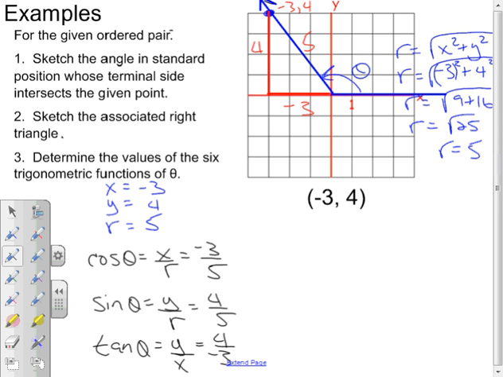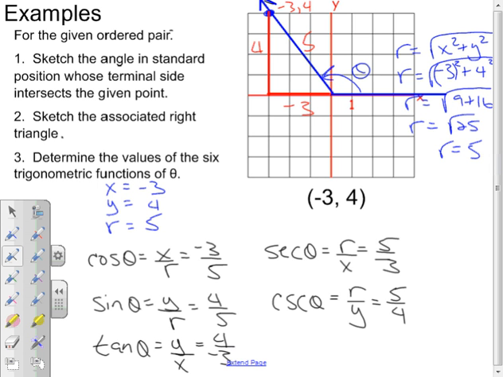Now we're going to do the reciprocals, and the reciprocal of cosine is in fact secant of theta, which is r over x, which is 5 over -3 or -5/3. And the reciprocal of sine is cosecant of theta, which is r over y, which is 5 over 4, and that is in fact in simplest form. Then we get the cotangent of theta, which is equal to x over y, which gives us -3 over 4, and that's in simplest form as well. Okay? So that's a basic example.